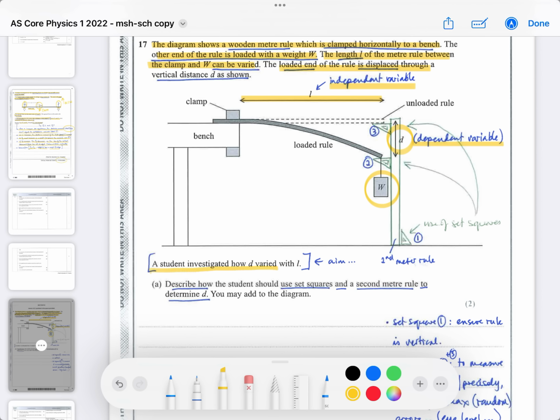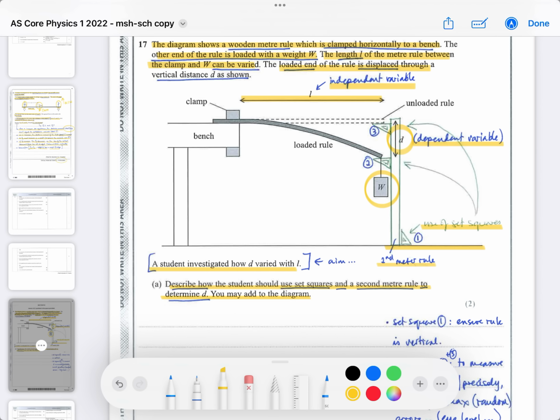A student investigated how D varied with L, so that's our aim. How does the independent variable affect the dependent variable? So I put a second meter rule here, and they're going to ask about that in a minute. Describe how the student should use set squares and a second meter rule to determine D. You may add to the diagram. So I've added to the diagram. I've shown that my meter rule is vertical by putting a set square on the floor. Don't let your ruler be floating in midair. You want the floor to be the starting point.